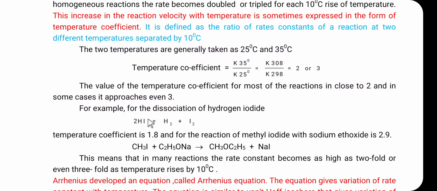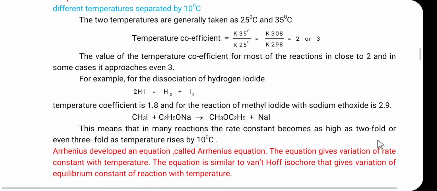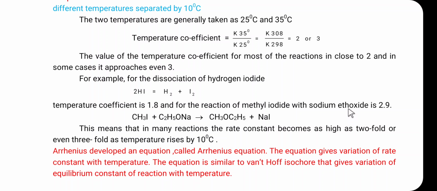That means if we increase the temperature of this reaction by 10 degree Celsius, this ratio is equal to 1.8. Then the second example, the reaction of methyl iodide with sodium ethoxide, the temperature coefficient is 2.9 for this reaction. I would like to tell you one more example, the decomposition of nitrogen pentoxide, where the temperature coefficient is 3.8. So these are the three examples.